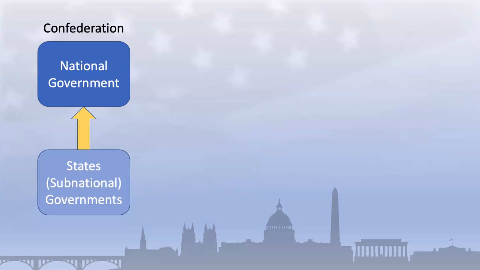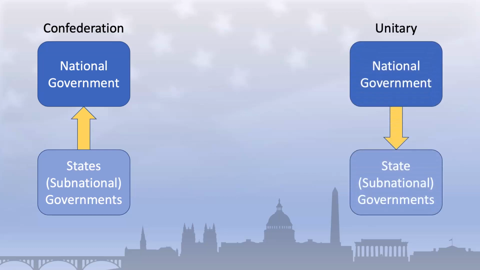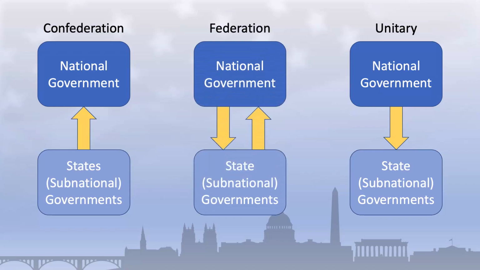In a unitary system, like the United Kingdom, the opposite is true. Authority rests primarily with the national government, and the subnational governments have only those powers granted to them by the national government. But in a federal system, authority is divided between the two levels, with both the national and subnational governments having specifically defined powers which generally cannot be abridged by the other.